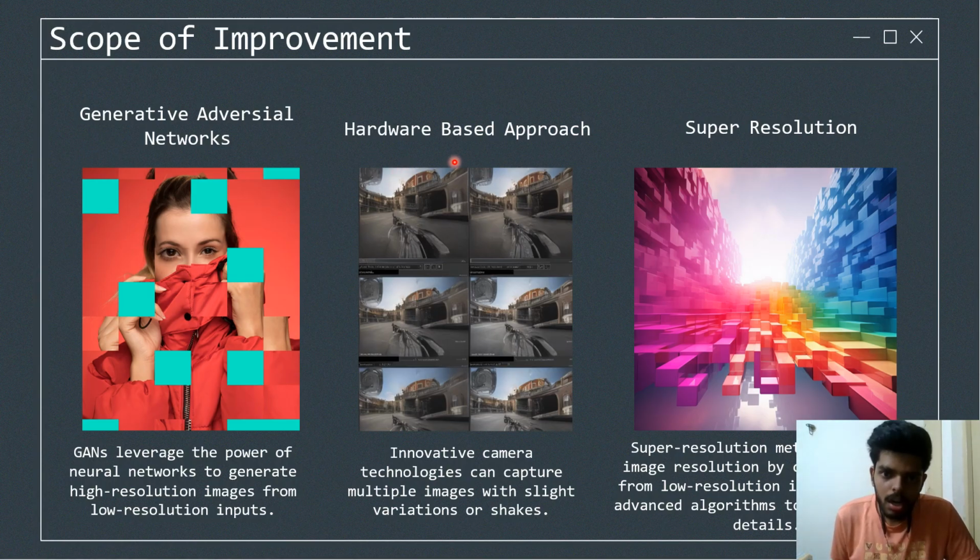Talking about hardware-based approaches. Hardware-based approaches are simply integrated with the camera itself. As soon as you click the capture button in the camera, instead of taking a single photo, it will take a bunch of photos with slight vibrations in each photo, right? So there will be a lot of data for the image to get resized.